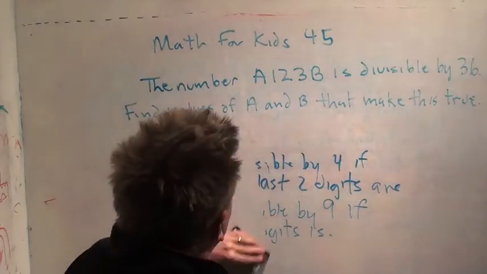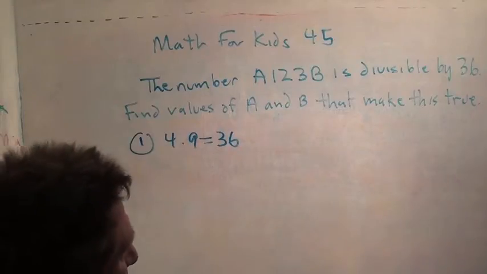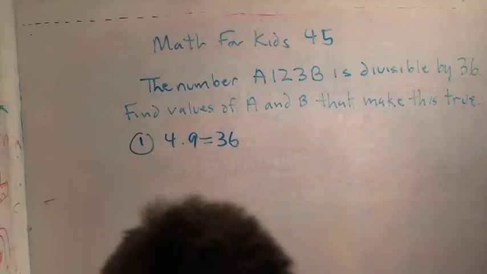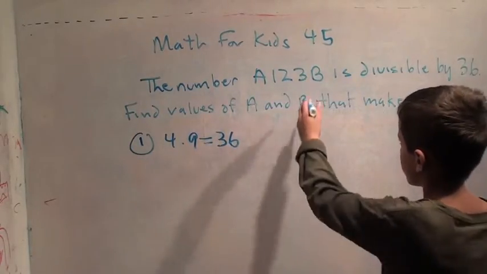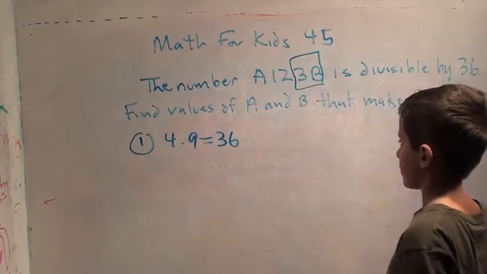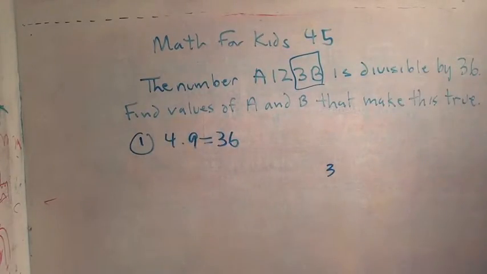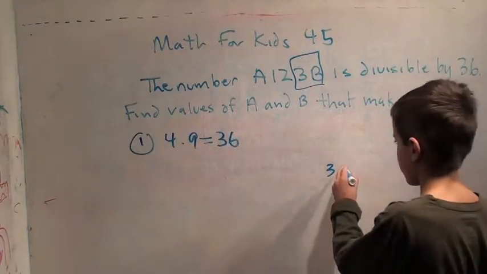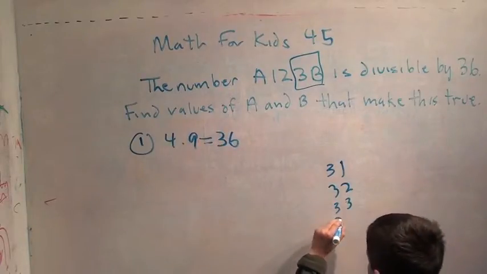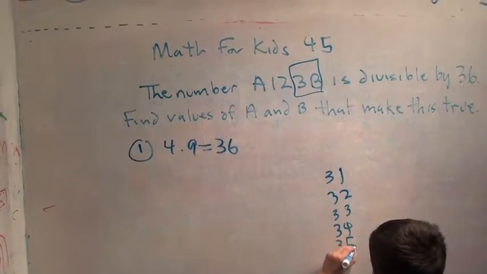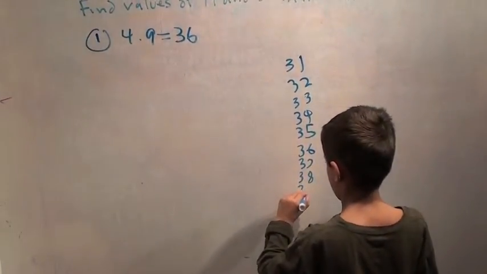So, which one do you want to try first? First, let's do the 4 rule. Okay, go ahead. You write a little bit. The last two digits. The 4 rule. So, what would make this number divisible by 4? I'll take the last digits. I'm just going to write down all the possibilities, 1 through 9. 31, 32, 33, 34, 35, 36, 37, 38, and 39.